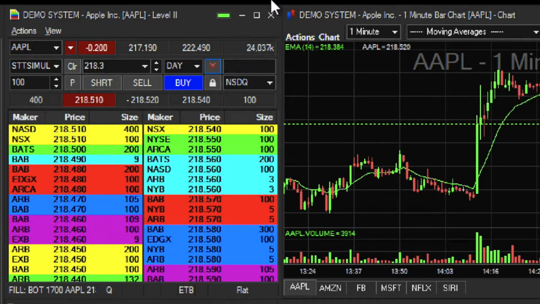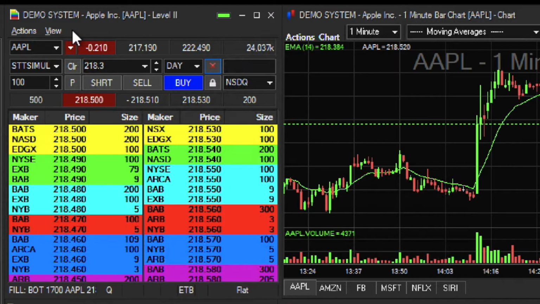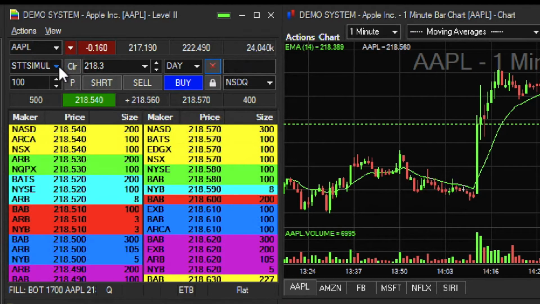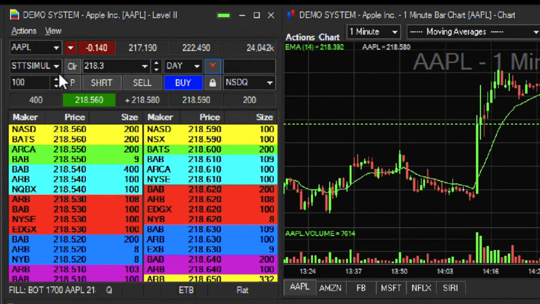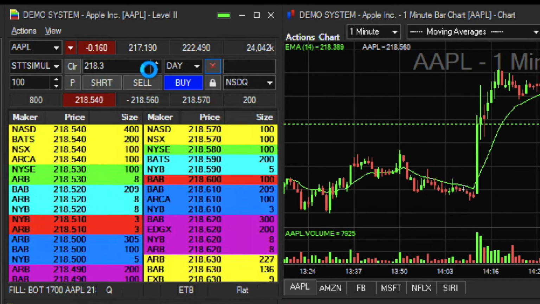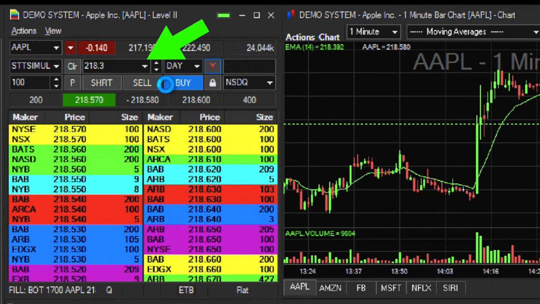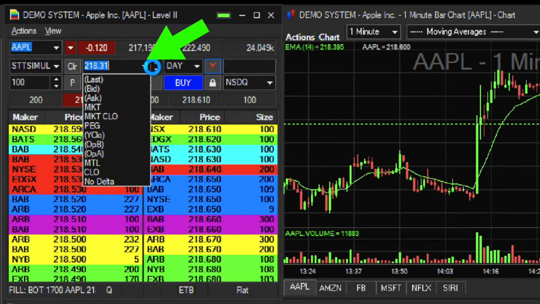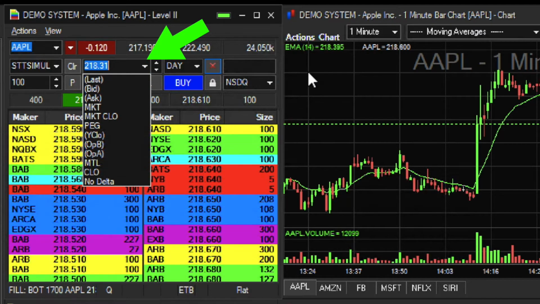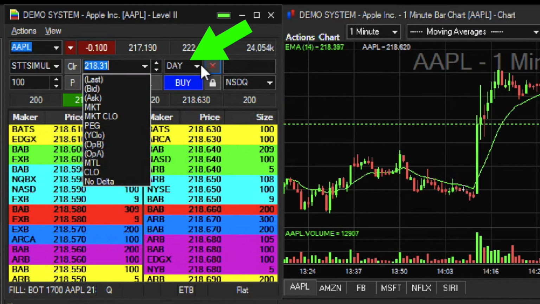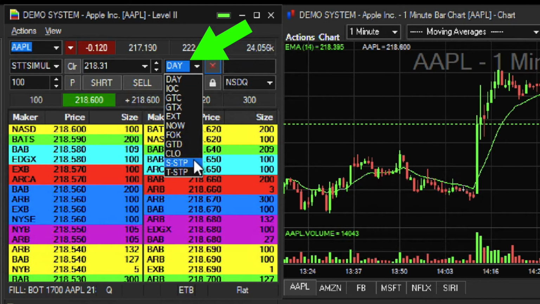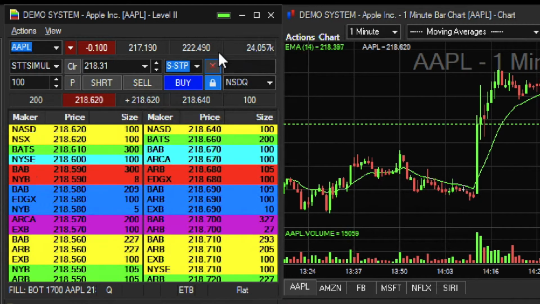Let's take a look at the Level 2 window and walk through placing a stop market order. Assuming your symbol, account, and quantity of shares are preset, when selecting a stop order, the price field becomes your stop price. Enter the stop price in the price field and select S-Stop for the price type field. When your stop price is triggered, the order will be sent to the exchange as a market order.